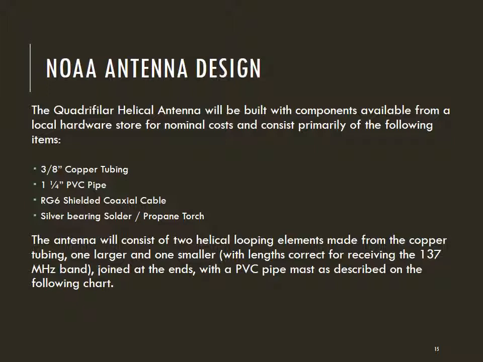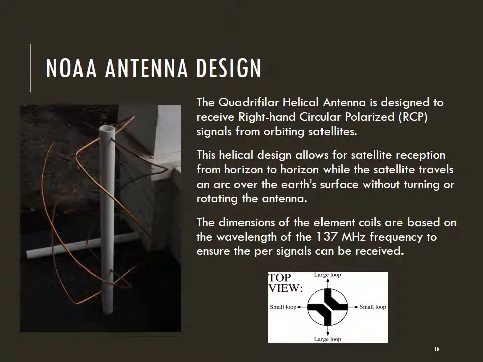The antenna, as shown on the following slide, consists of 2 helical looping elements, one loop being shorter than the other, that are connected at their ends to form one large element. The antenna design can be seen here, as well as a view from the top depicting the connecting segments of the elements before the RG6 coax cable is attached.